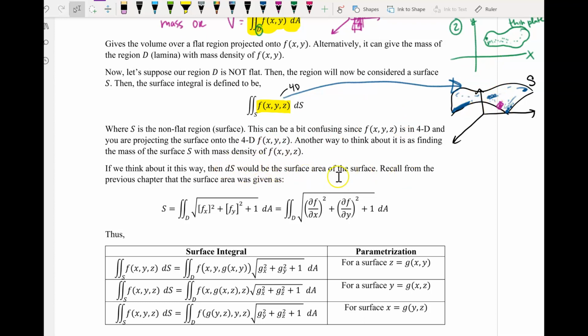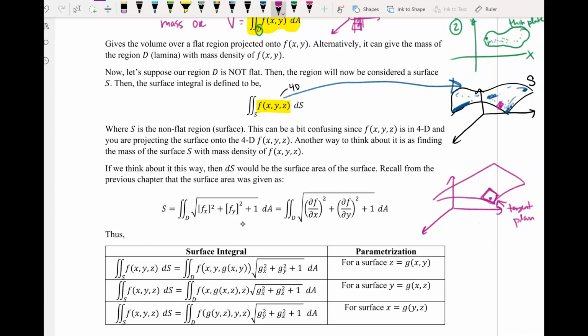These ds are with respect to surface area. Now, if you remember from our previous chapter, our surface area formula was given by this. And if you remember correctly, this came from the fact that I want to find the surface area. We got the surface, we looked at one particular part, and we approximated it with the tangent plane.